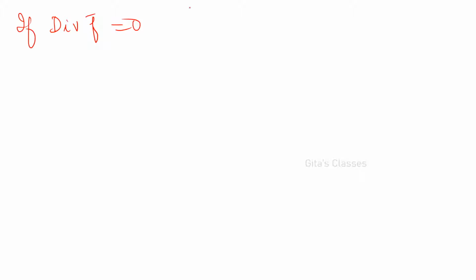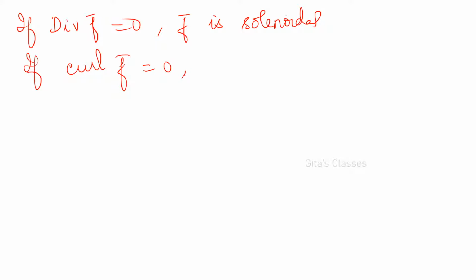Now, if the divergence of f is 0, then f is said to be solenoidal. It is a solenoidal vector. If the curl of f is equal to 0, f is said to be irrotational. Okay. So using this, you can expect 1 or 2 problems.